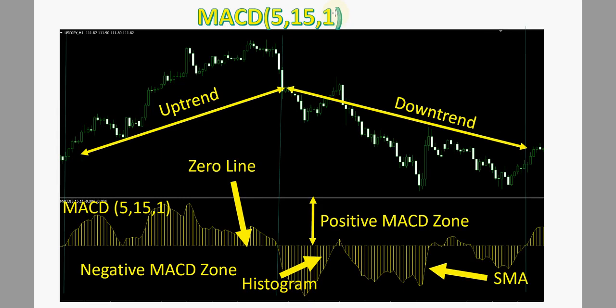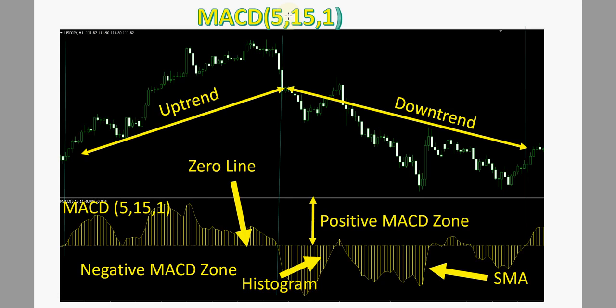This is the second MACD we will use. We call it the small MACD. We use yellow color for it, and the settings are 5, 15, and 1. The same thing that applies to the big MACD also applies to this as well. The difference is that this MACD has smaller settings, and it reacts to price movement much faster because of the settings.